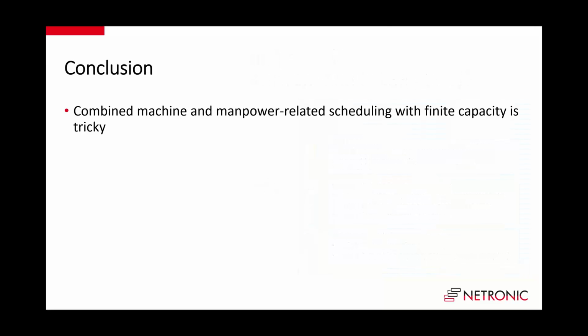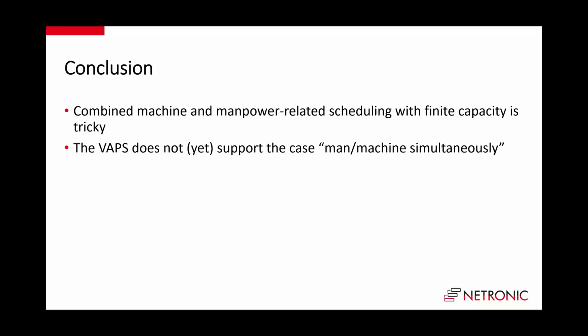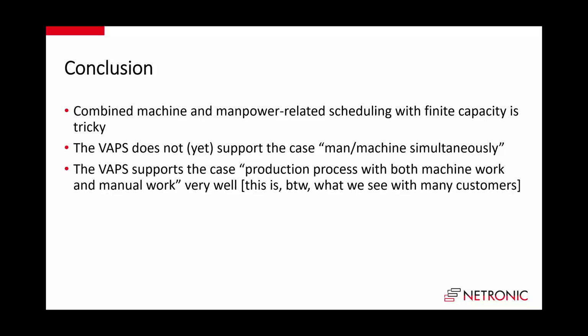So if we sum this up, what I've shared with you, then combined machine and manpower-related scheduling with finite capacity is tricky, but it is definitely possible in the VAPS, although we do not yet support the case of man and machine simultaneously. As I said, this is something we look at again next year. But the case where I have a production process with both machine work and manual work, this is very well supported. And by the way, this is the case that we see with a lot of our customers.